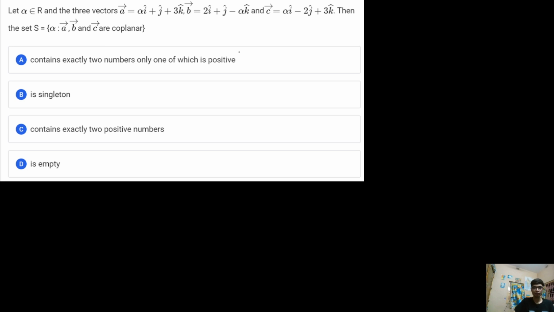Now let us move to the last question of today's lecture. It talks about coplanar conditions. In this question it is said that there are 3 vectors, A vector, B vector and C vector, and these 3 vectors form a set of coplanar vectors for values of alpha.